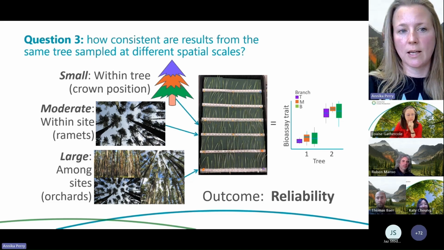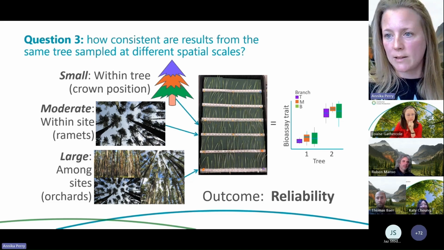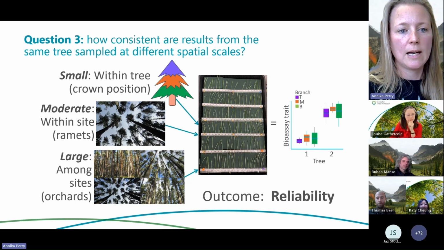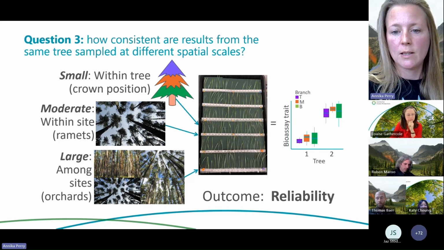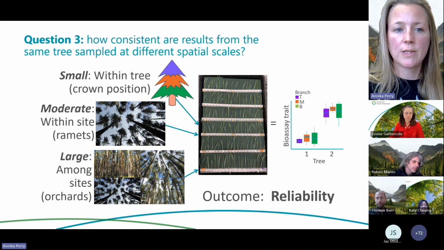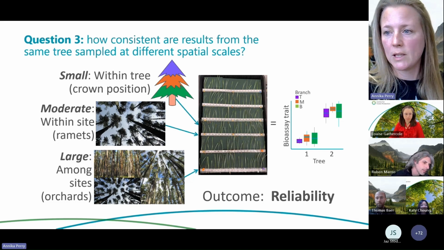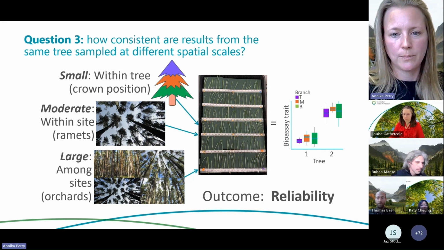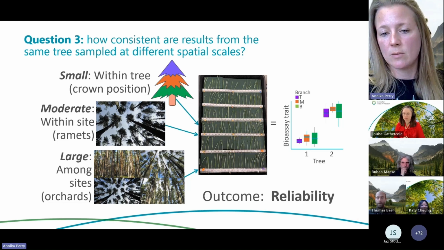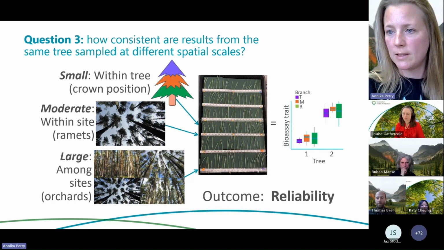And also large scale, so the same clones that are planted at different orchards. These final two, the moderate and large scale, come from trees which are planted in seed orchards, whereas this small scale comes from the Common Garden trial that I mentioned before. And these are all popped into a bioassay. And then again, I want to be able to compare results to assess some sort of reliability score as well.